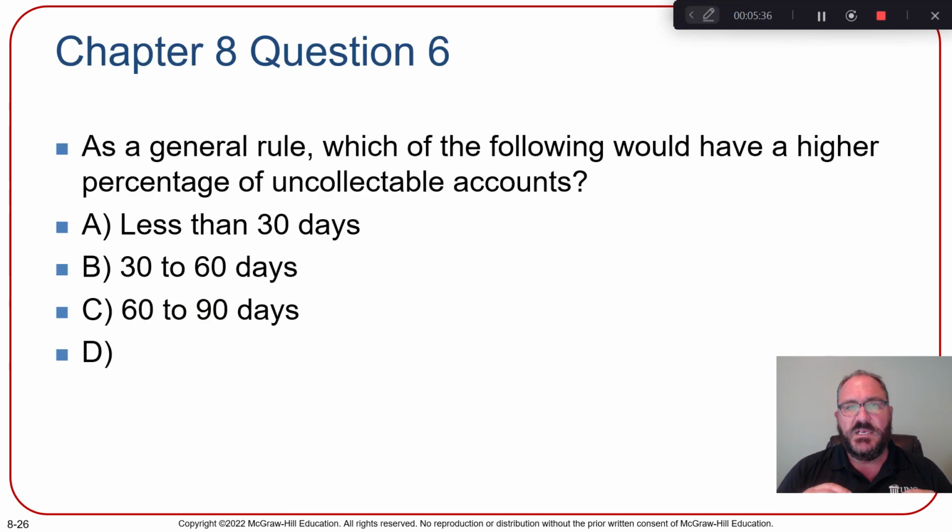So, as a general rule, question number 6, don't forget to write it down because it's going to be on your quiz. Which of the following would have a higher percentage of uncollectible accounts? Less than 30 days, 31 to 60, 60 to 90, okay? Which one would have the highest percentage, okay? And nothing for D. Looks like I forgot to put one in there, okay?